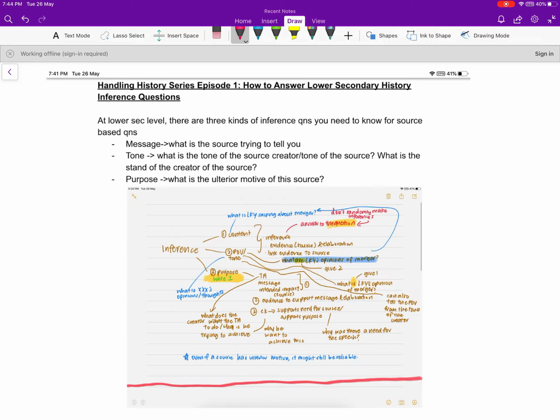And for inference of tone, it's more of what is the tone of the source's creator or the tone of the source in general, if let's say it's a cartoon or something like that. And what is the stand? Sometimes you can kind of deduce what is the stand of the creator of the source based on their tone. For example, if the creator is mocking, you can kind of sense that the creator is probably not standing on the side of whatever he or she is portraying. Lastly is purpose, which is basically what is the ulterior motive of this source.